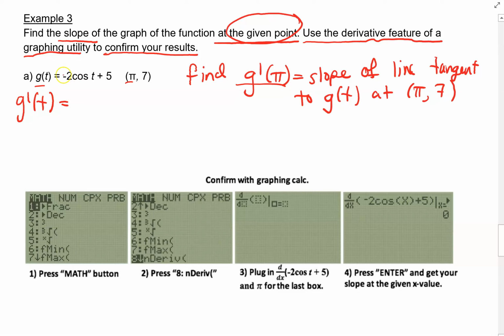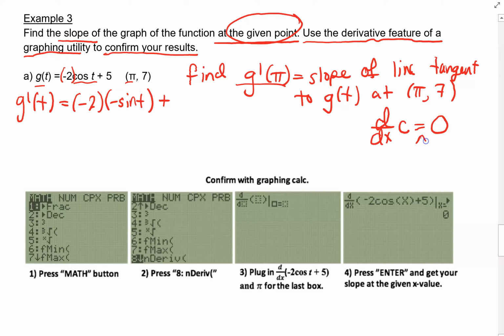So I use the constant multiple rule, and so I take the constant of -2 and multiply it to the derivative of cosine, which is negative sine. And then I add that to the derivative of 5. So that's actually one rule we haven't reviewed yet. So that's the constant rule, derivative of a constant, not a constant times a function, but just a constant, would be 0.